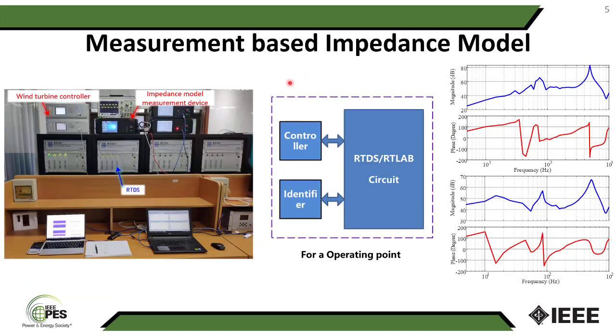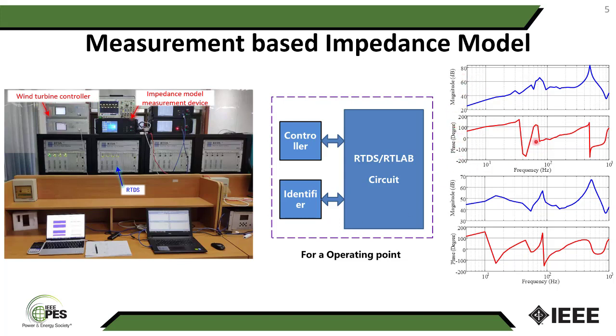We can inject small current and voltage signals into the point of common coupling. In this way, we can get the impedance model of the power electronic converter. In this case, we have developed an experimental setup where we have an impedance model measurement device. This is basically a signal injection or identification device, we can say, to get the impedance model of this wind turbine controller, or it can be another power electronic device.